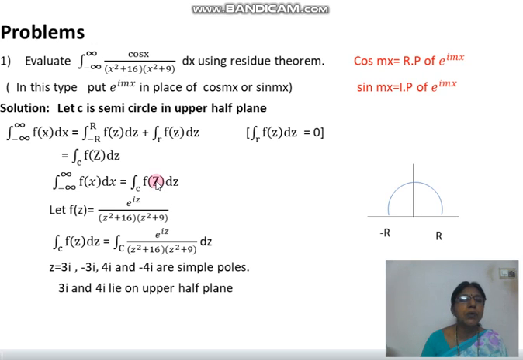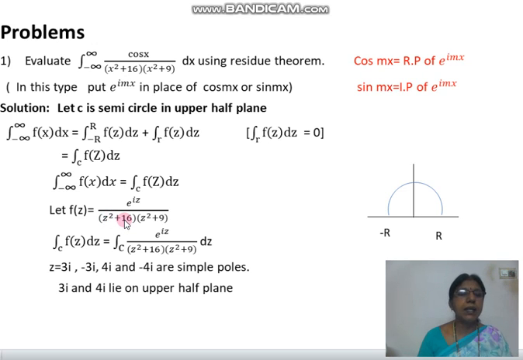For that purpose, first you note f of z. In this integral, f of x dx, what is f of x? This function, but in place of cos x you put e power ix. So f of z is e power iz by (z square plus 16)(z square plus 9). Now we write the f of z function. After writing the f of z function, our aim is to find this integral of f of z dz. Now the first part, write the poles. How can you get the poles of this function? Make the denominator 0.